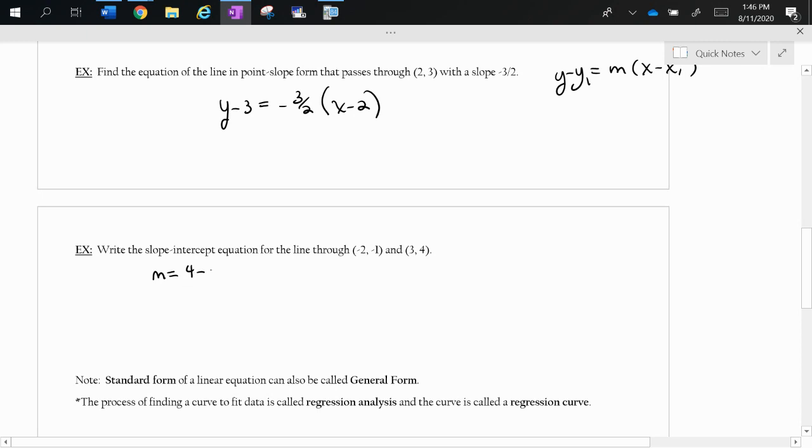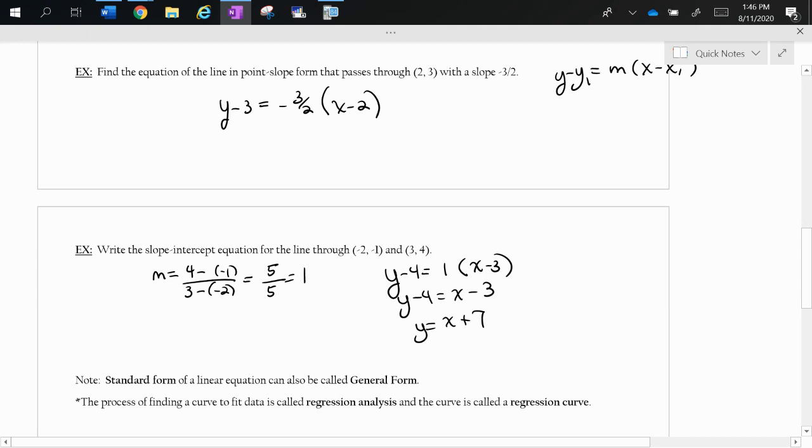So I'm going to do 4 minus -1, careful with your signs, over 3 minus -2. 4 minus -1 is 5, 3 minus -2 is also 5. So the slope is 1, and so I'm going to put it in point slope form first. Y minus 4 equals 1 times x minus 3, and then I'm going to distribute my 1, and I'm going to add 4 to both sides. Y equals x plus, y equals not 7, y equals -3 plus 4 is 1.